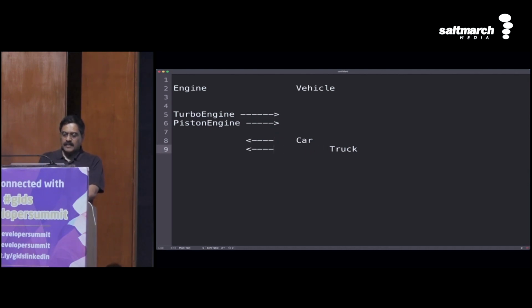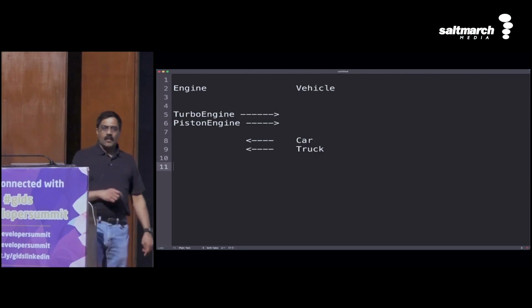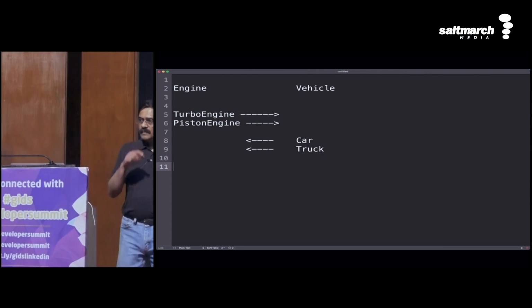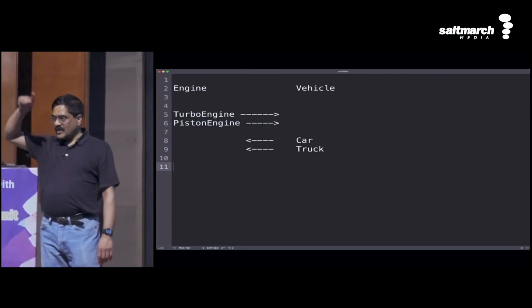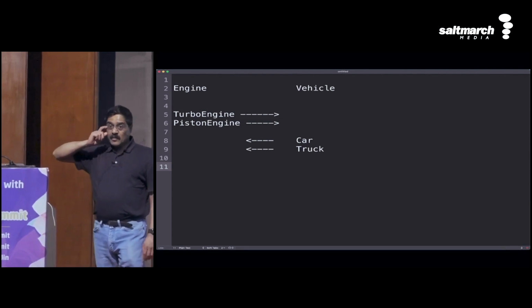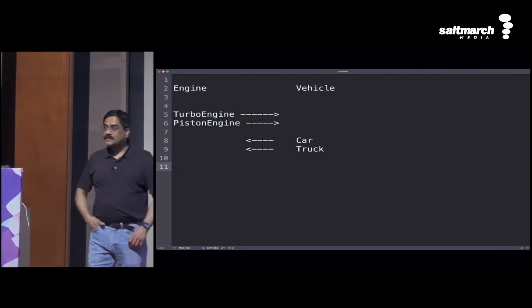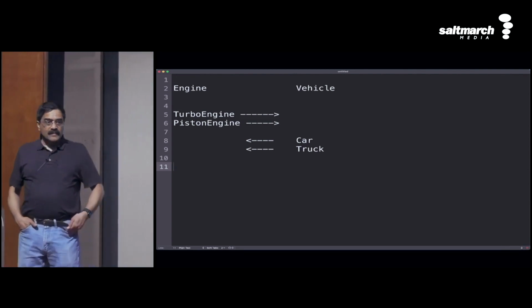Question, what do you think of this design? Good, bad, ugly? What is bad about it? Cyclic dependency, right? Have you ever worked with a system where there are cycles? Yes? No?